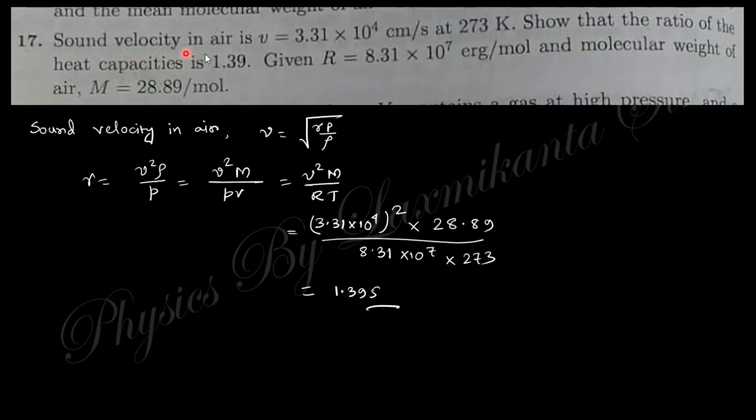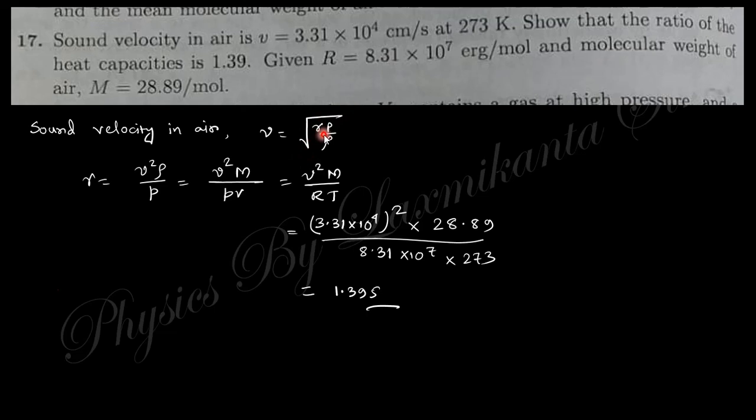Next question says the sound velocity in air equals this, the velocity of sound in air at this temperature. The ratio of the heat capacity is Cp by Cv, which is gamma. Gamma equals Cp by Cv. You need to find out the gamma. You know the velocity of sound in air is root over gamma P by rho, according to the Laplace correction. In the Newton correction, this will not have the gamma.